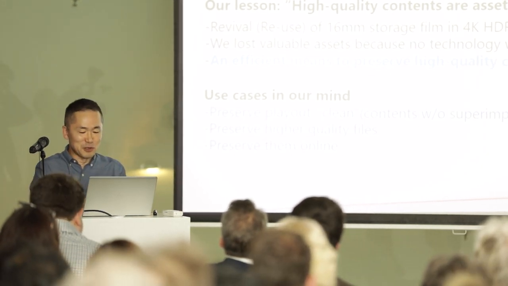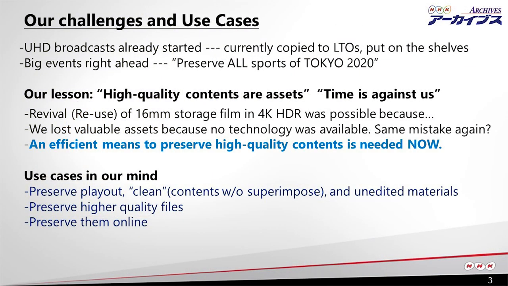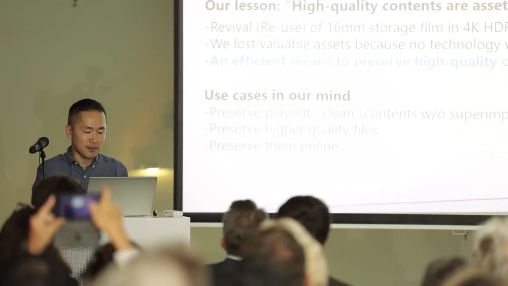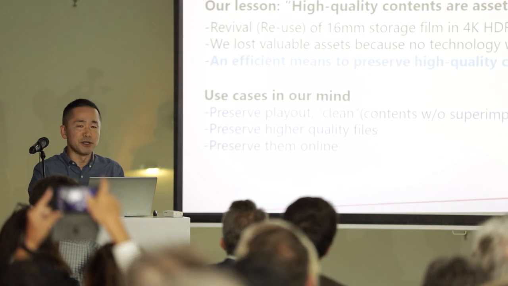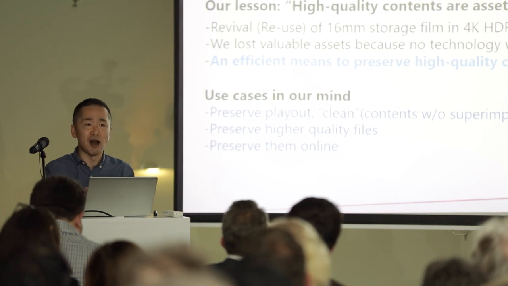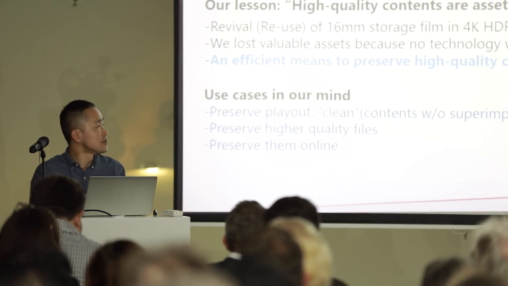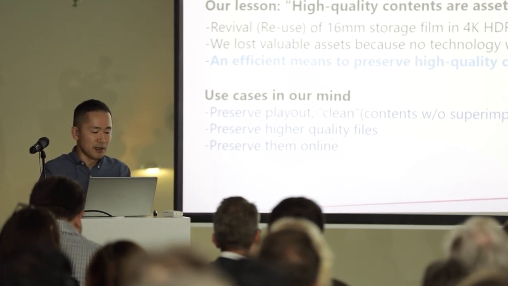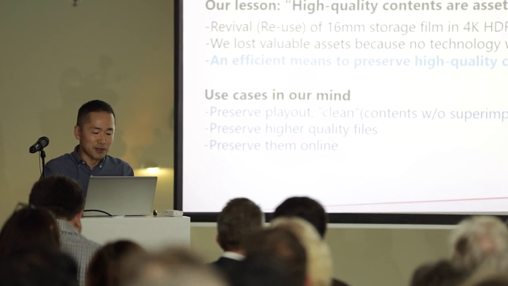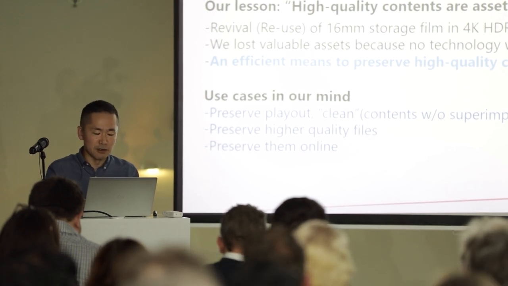So we have started UHD broadcast, but what we've been doing basically is just keeping them in LTOs and putting them on the shelves, because files are too big to be ingested in a MAM system. Also, there's a demand that we should be ready to preserve all sports of Tokyo 2020. But how? We're going to need miles of LTO shelves. And that's not a very sophisticated way of doing things. And that's why we've been keen to find an efficient means to preserve high quality contents.